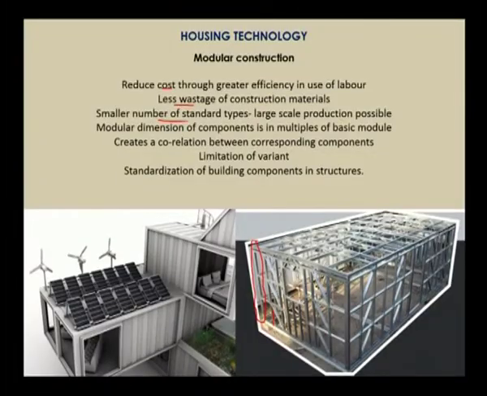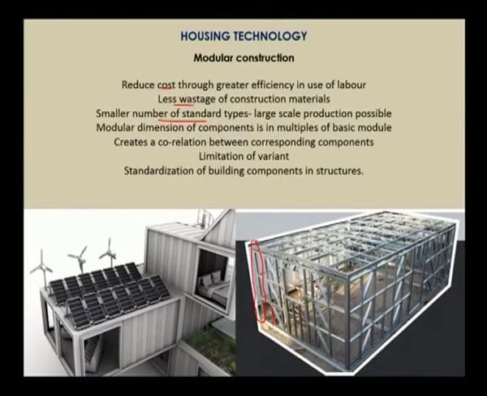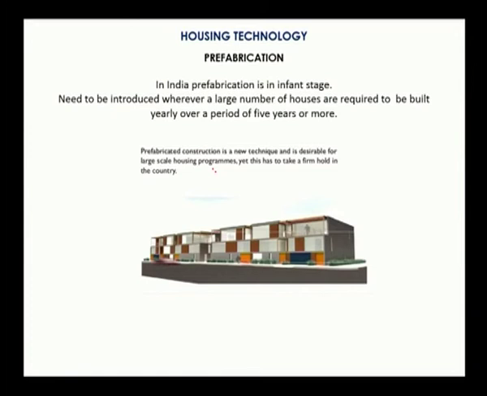Smaller number of standard types. This is a disadvantage which is expected because of modules, you cannot have a limit. I mean, you can have only limited permutations of use, rather than having different modules which are being done. Modular dimension is in multiples of basic modules, limitation of the variant and standardization of building components and structures. Prefabrication is still in infant stage.